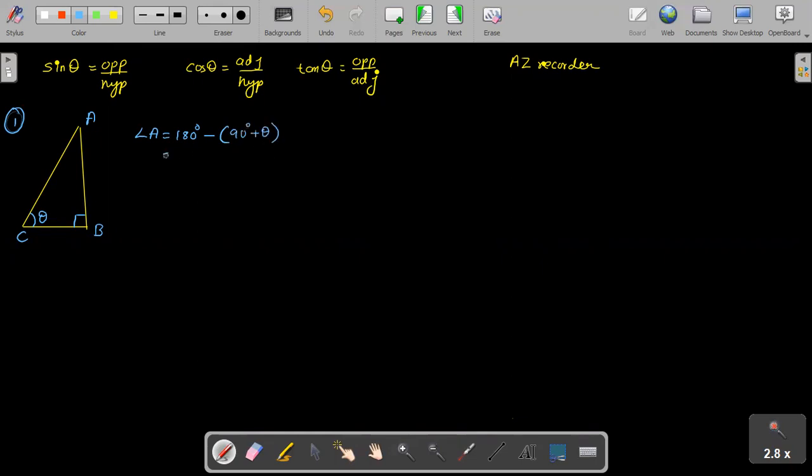So let us solve this further. 180 degree minus 90 degree minus theta. After this, 180 minus 90 is 90 degree minus theta. So we have got that angle A equals 90 minus theta. So we will write that value here. Let me take it red color so that we know this is 90 degree minus theta.